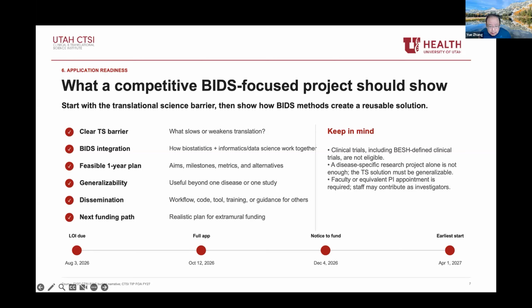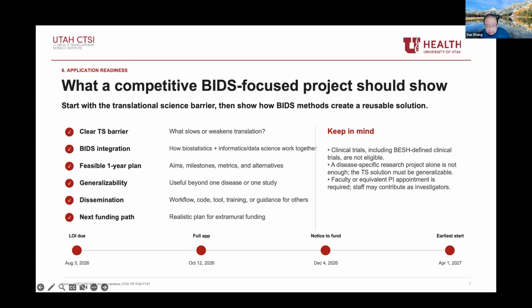Finally, the application should include a realistic pathway toward future extramural funding, as Rob mentioned, since the TIP mechanism is meant to generate preliminary data, proof of concept, or reusable infrastructure that can support a future larger grant application.